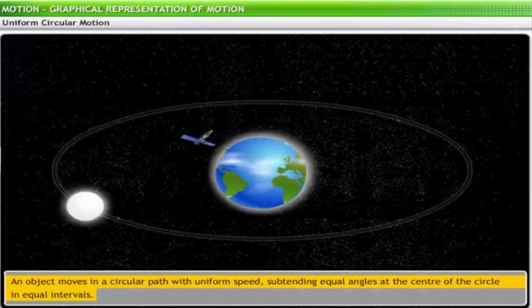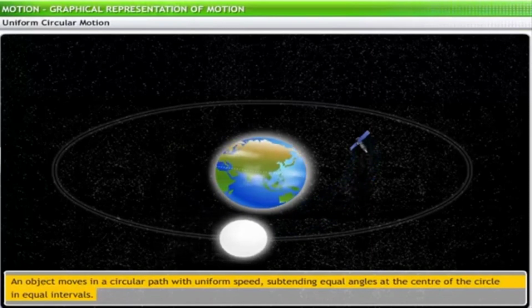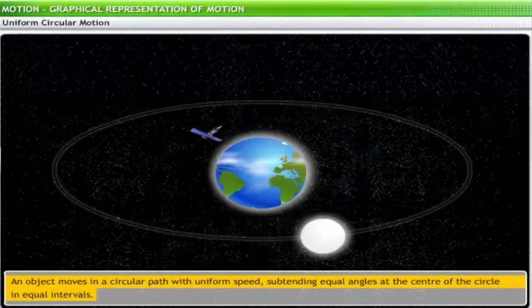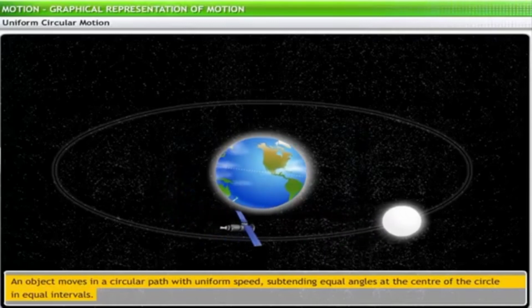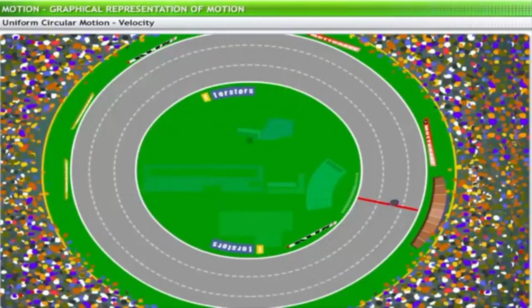Other examples that you can relate to include the rotation of the moon and the earth, a satellite in a circular orbit around the earth, and so on. How would you calculate the velocity or the distance covered during uniform circular motion? Let's analyze the example of an athlete who is running along a circular track. The distance covered by the athlete at the end of one lap is equal to the circumference of the track. S is equal to 2 pi r.